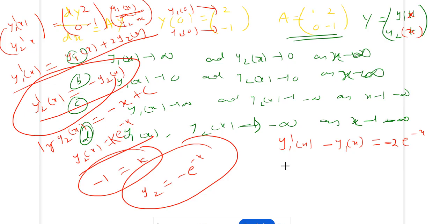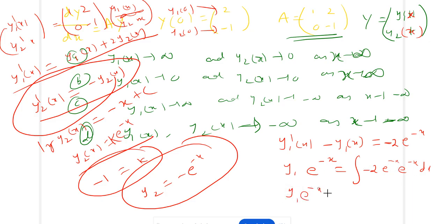Then the solution is of the form y1 times the integrating factor, where the integrating factor is e^(∫p dx), that is e^(∫−1 dx), which is e^(−x). Am I correct? That is e^(−x). This equals the integral of q times the integrating factor, so −2e^(−x) times e^(−x) dx, which gives e^(−2x).